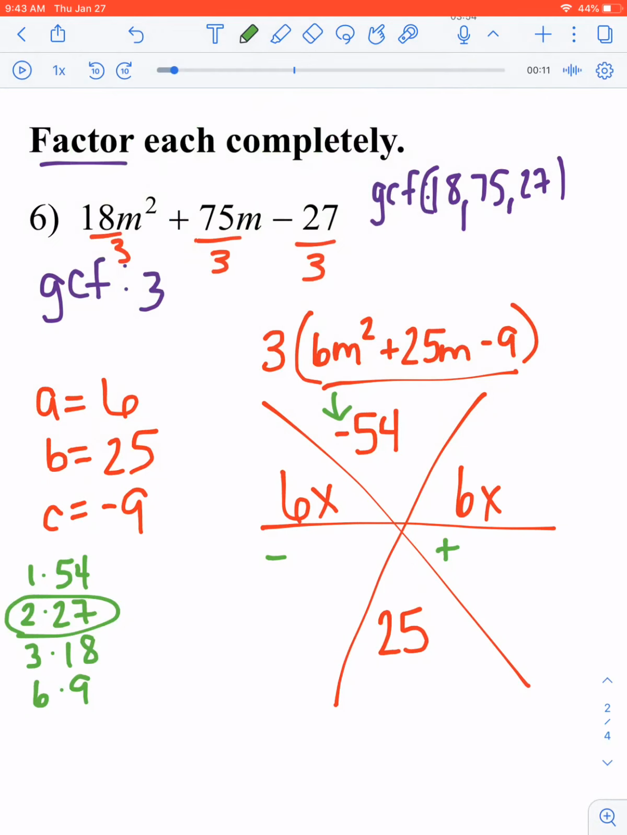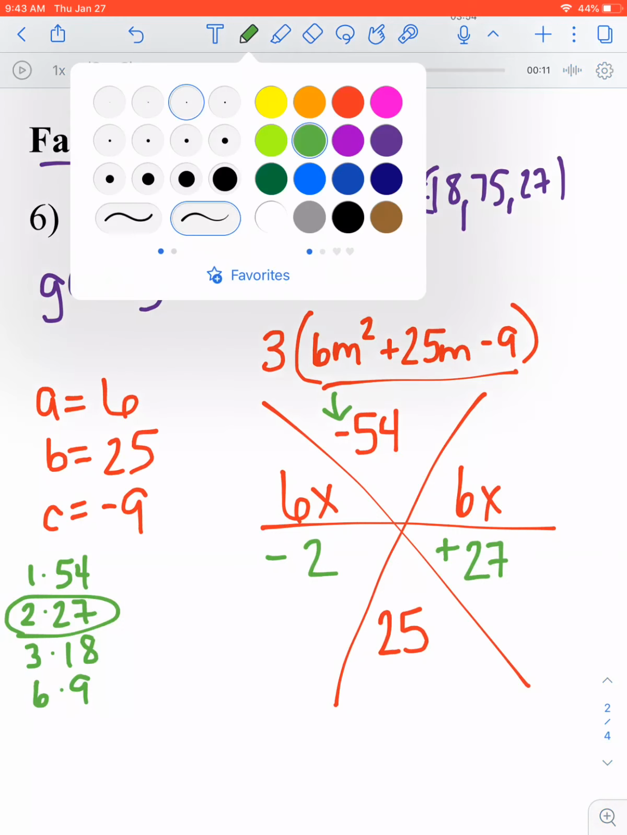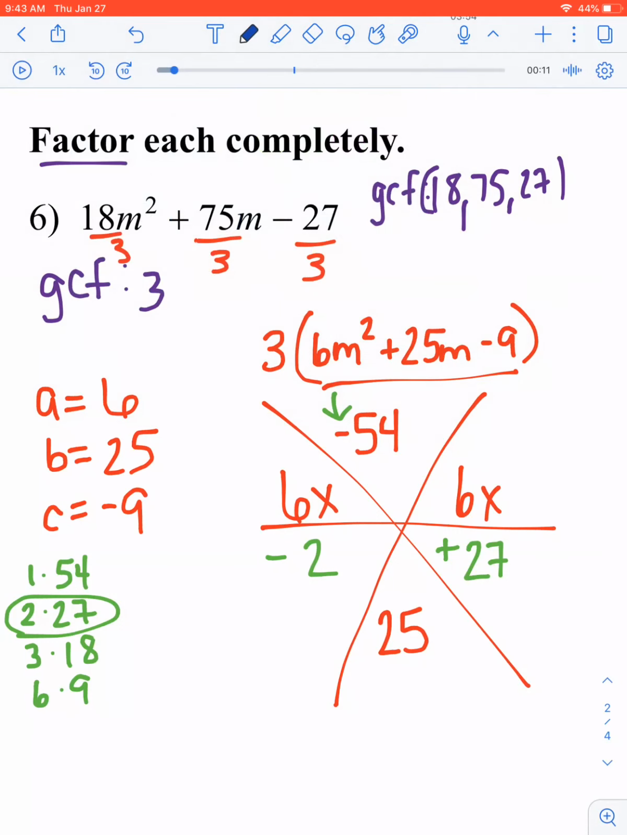I know that positive 27 take away 2 is going to give me a positive 25. All right, now this is where we reduce our fractions here. Now, don't divide the negative, don't divide the x. Just do 6 over 2. So 6 over 2 reduces to 3, but you have to have a 1 on bottom. So keep the x, keep the negative on bottom. That's where everybody gets confused.